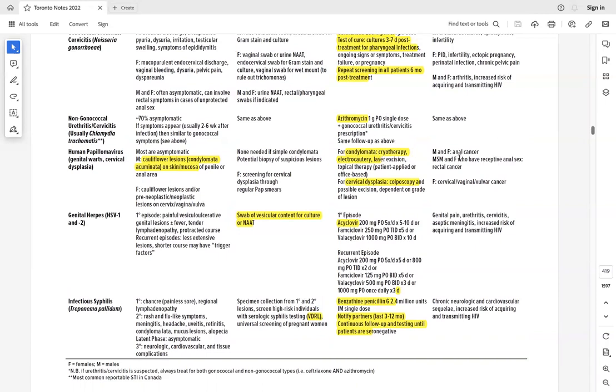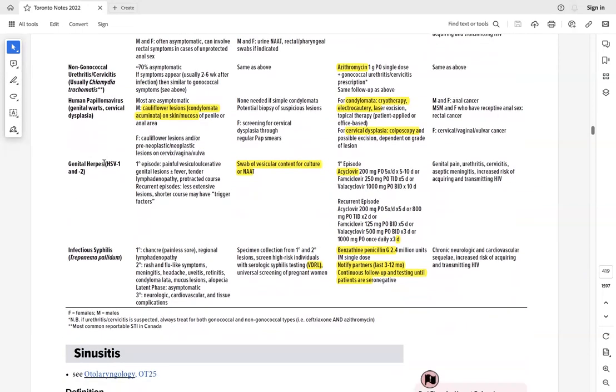Complications for male and female are anal cancer in MSM, and what is MSM? Men having sex with men, and females who have receptive anal sex, rectal cancer. So these are the complications in high risk patients, so we always have to screen them. And in females, cervical, vaginal, and vulvar cancer. Okay.